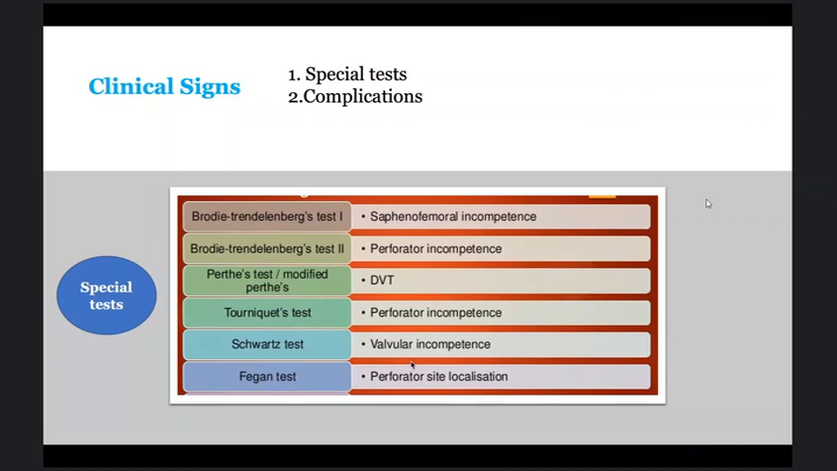What about the clinical signs? Clinical signs of varicose veins. First, we have special tests, and second, we have the complications. We will focus on them in clinical practice in the next few months, inshallah. We have the Perthes test or modified Perthes, the tourniquet test, the Schwartz test, and the Fegan method or Fegan test. All these special tests, we will focus on them in the clinical practice.